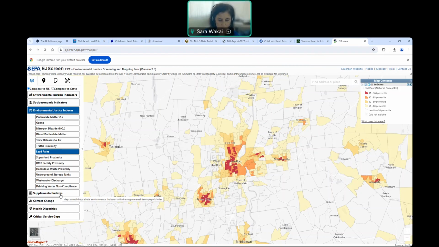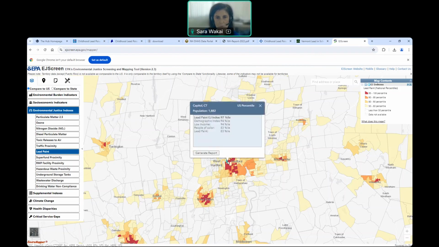So the benefit of using the EJ screen is that you can scroll down to the census block level. And for example, this is a census block group in Hartford, and you can also generate some reports. So that's the advantage. It's not blood lead screening or blood lead results, but it does provide you with the census tract data.